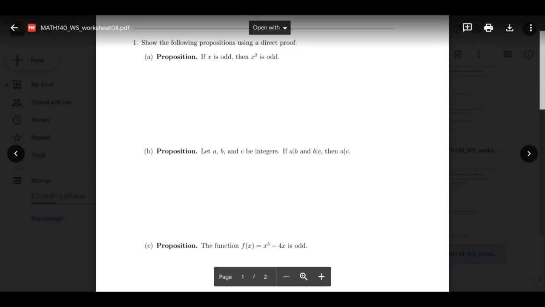All right, what about C? Function f of x equals x cubed minus 4x is odd. I'm going to change it. Right, let's change it to be f of x equals x cubed minus x. Okay, it's even easier. Do this one. So show this function is odd.